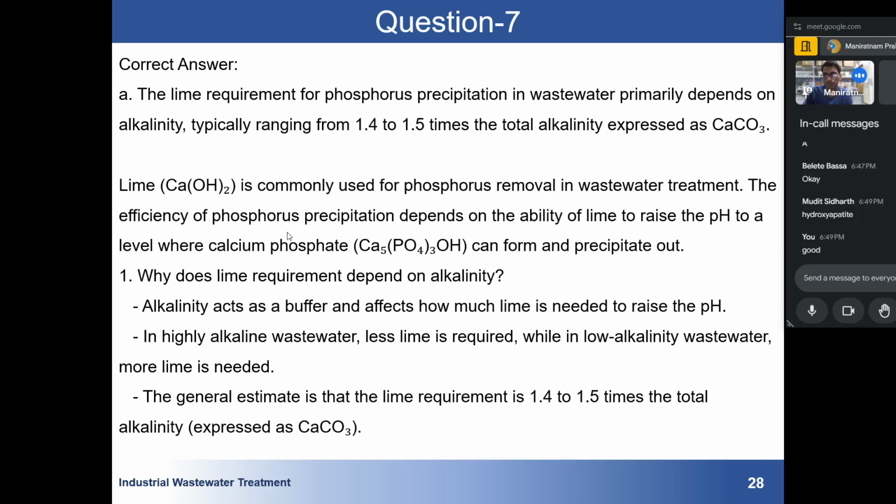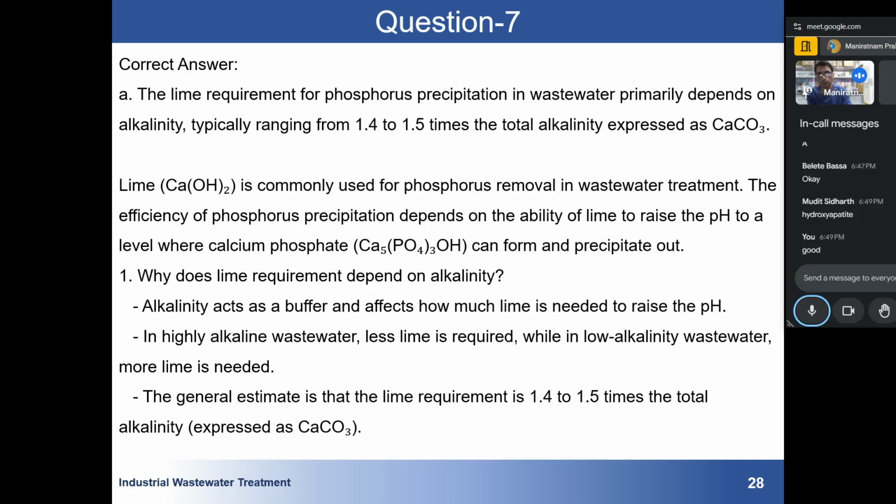The efficiency of phosphorus precipitation depends on the ability to raise the pH to a level where calcium can form and precipitate out. Why does lime requirement depend on alkalinity? Alkalinity acts as a buffer and determines how much lime is needed to raise the pH. In high alkalinity water, less lime is required, while in low alkalinity wastewater, more lime is required. The general estimate is that the lime required is 1.4 to 1.5 times the total alkalinity expressed in CaCO3. I hope this is all clear to you.